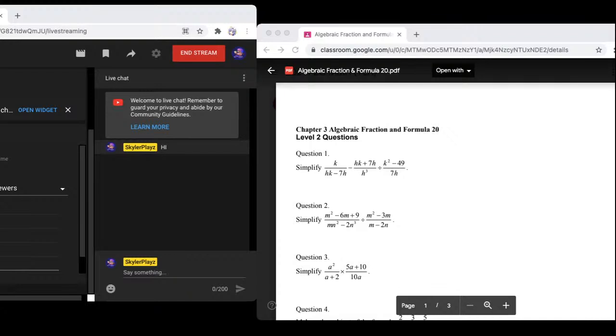How come my pen is... I can't write anything with my pen, okay?